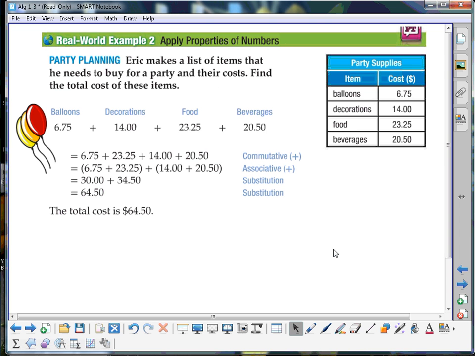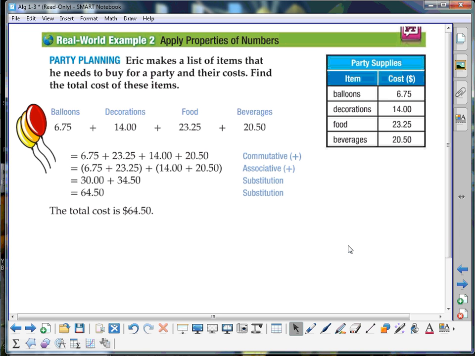So here we are planning our little party. Eric makes a list of items he needs to buy for the party and their cost. Find the total cost of these items. So we have balloons for $6.75. We have decorations for $14. We have food for $23.25. And we have beverages for $20.50. All right. What's the total cost?